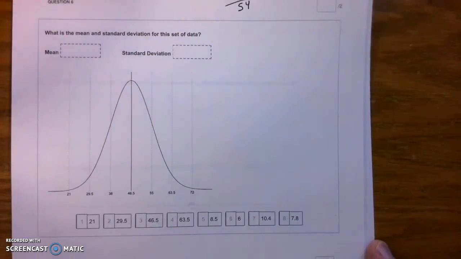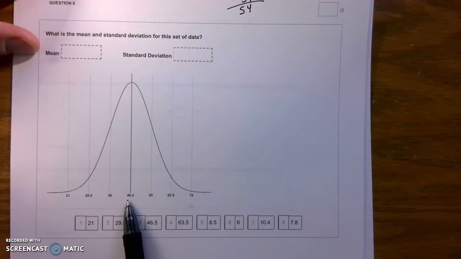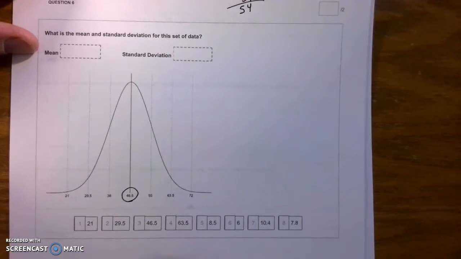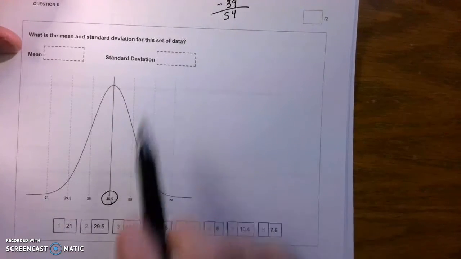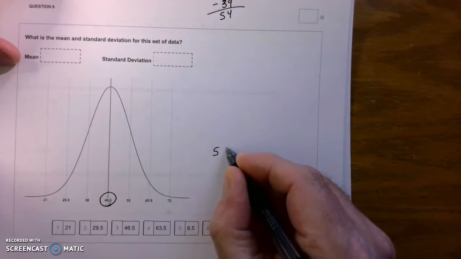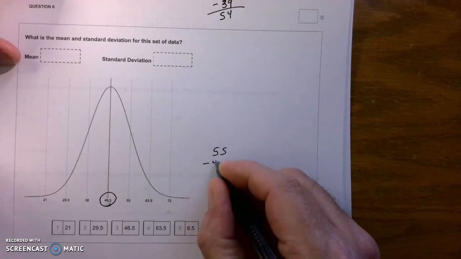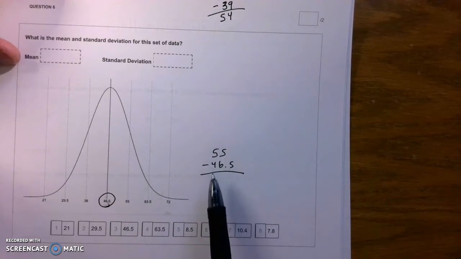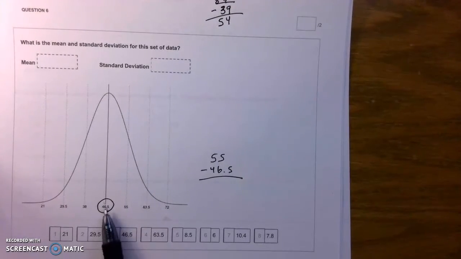All right, this one right here, take a look at the data. What's the mean? It's listed right there. That's the mean. It's one of those drags. Drag it up there, okay? All the way up here. Standard deviation is right here. 55 minus 46.5. Just put that in your calculator. You'll have the answer right here, okay? Yep.